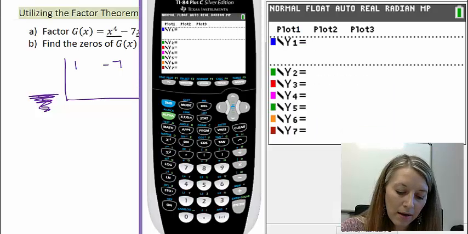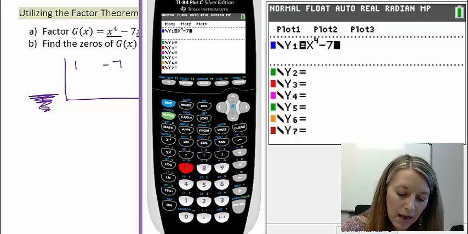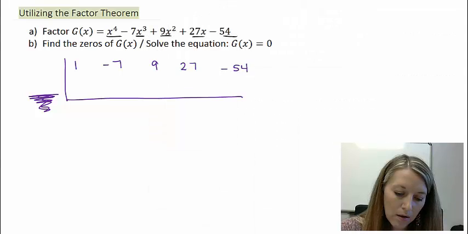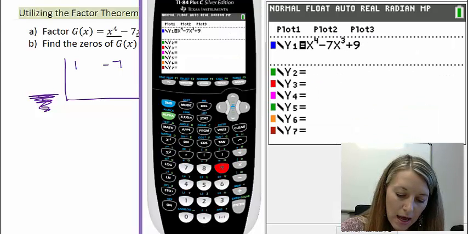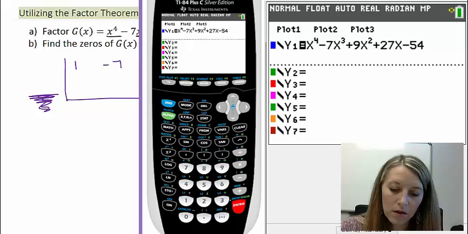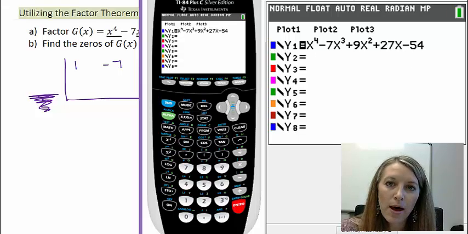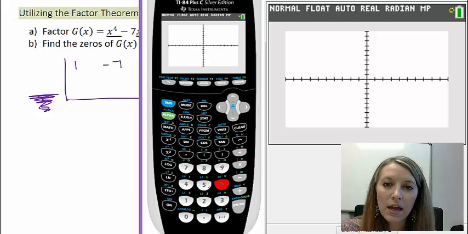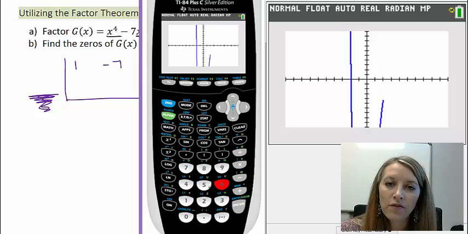So let me pull my calculator up, graph my function: x to the 4th minus 7x to the 3rd plus 9x squared plus 27x minus 54. So I have that substituted into my y in my graphing calculator. Let's graph it on the standard window, zoom 6. And again, in essence, I'm looking for the zeros. That's going to give me the same thing as factoring it in a different format, which I know is the same thing as finding my x-intercepts.